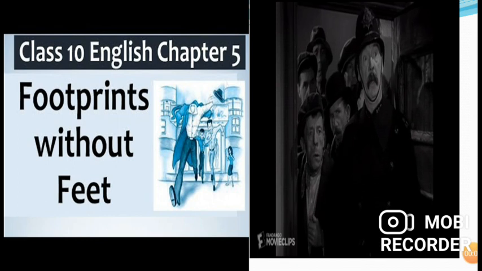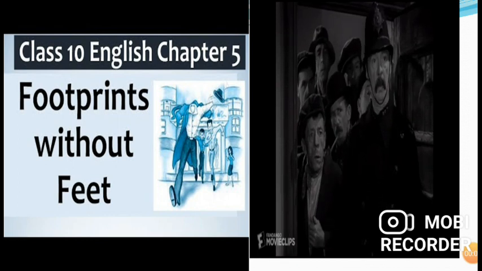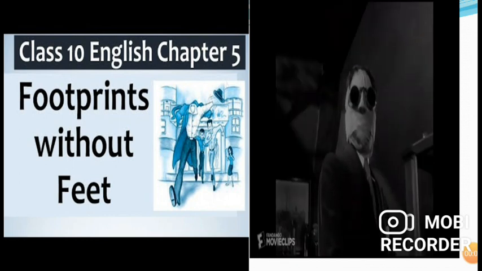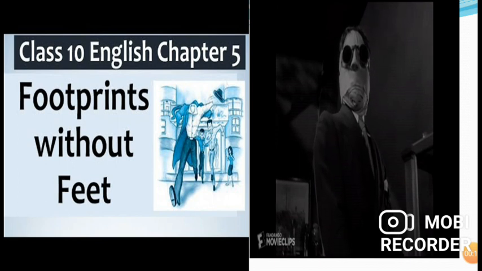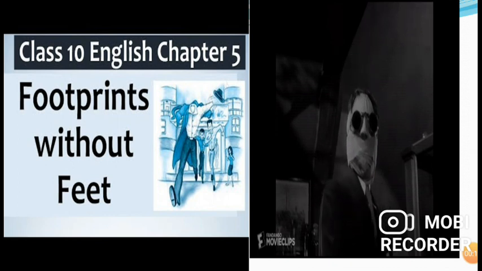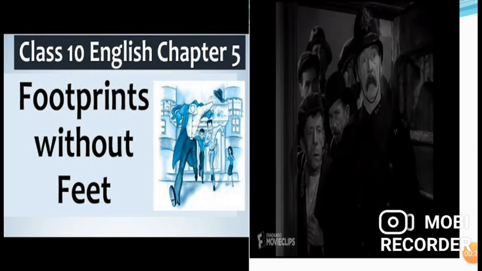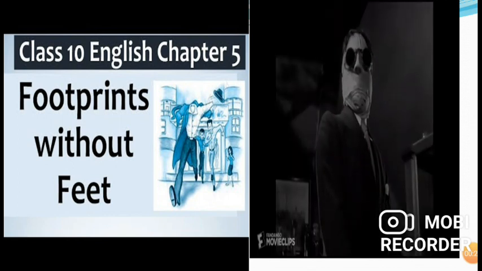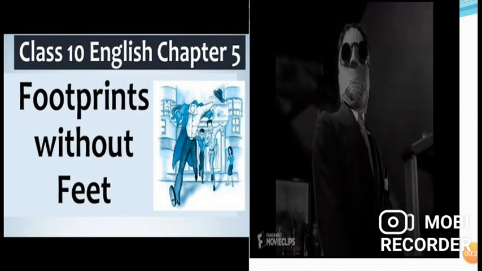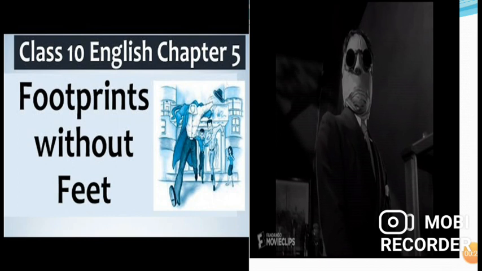The students, we have finished the first two chapters of our supplementary book, Footprints Without Feet, and chapter number 3 and chapter number 4 have been deleted from the syllabus, so today we will start with a new chapter, that is chapter number 5, and the title of the chapter is also Footprints Without Feet.